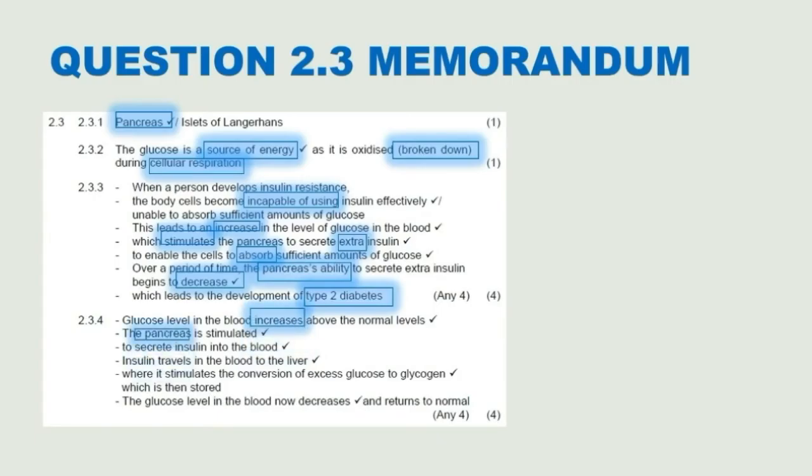Then the pancreas is stimulated to secrete insulin into the bloodstream. The insulin then travels through the bloodstream to the liver. It stimulates the liver to convert extra glucose, or store extra glucose, in the form of glycogen, and then the blood glucose level will decrease and return to normal.